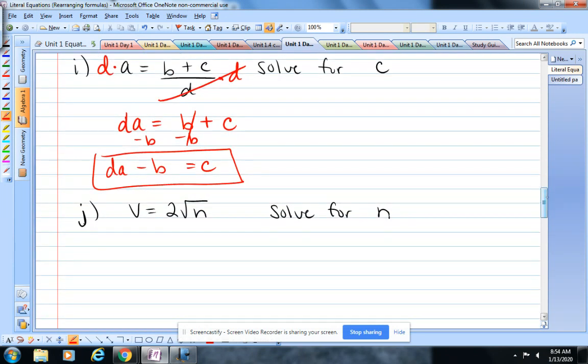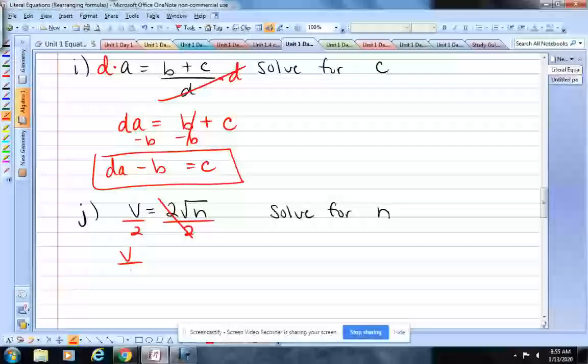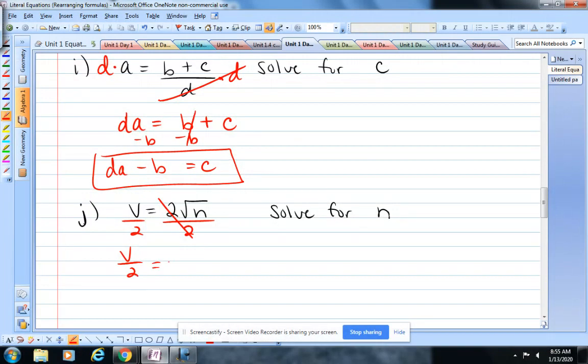All right, look at this one. Short and sweet. V equals 2 times the square root of n. And we're solving for n. So right now it's solved for v, because v is by itself. We want to solve it for n. First I'm going to divide by 2. Good job. So v over 2 equals the square root of n. And I'm solving for n.